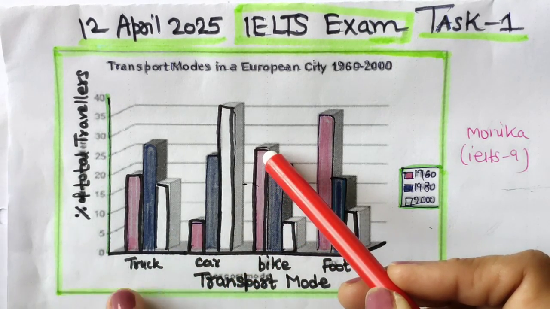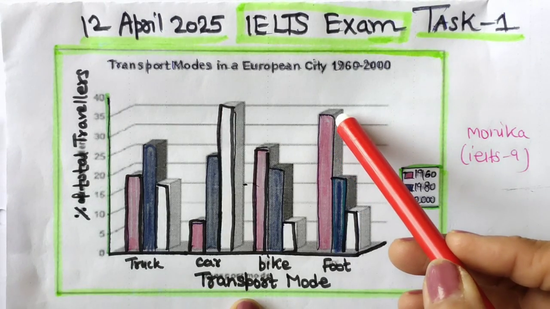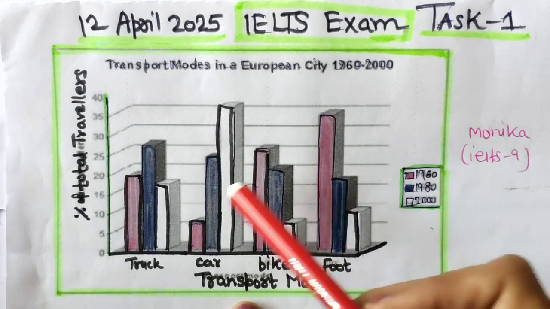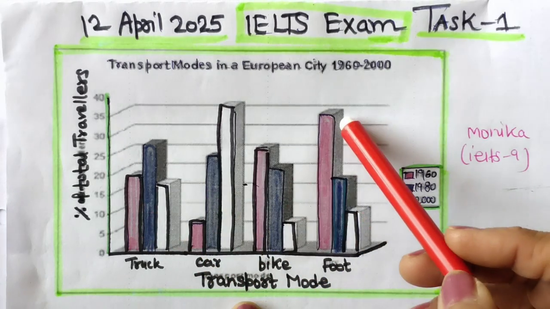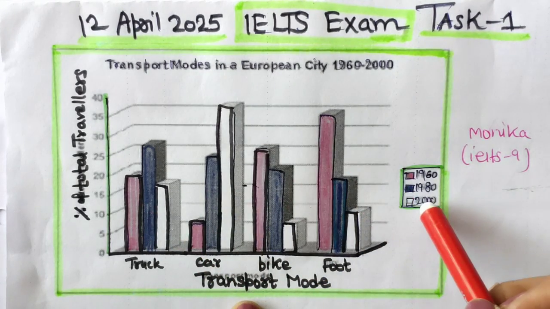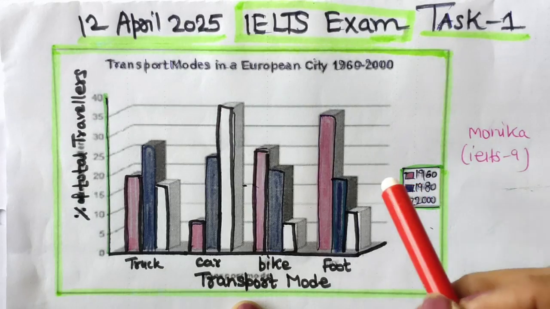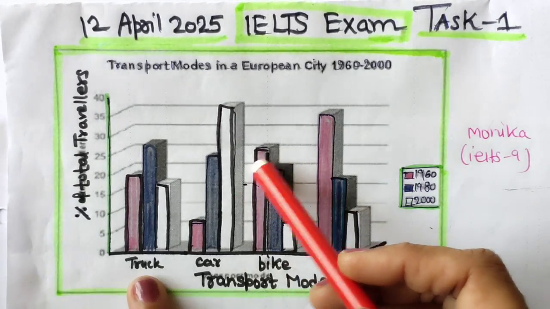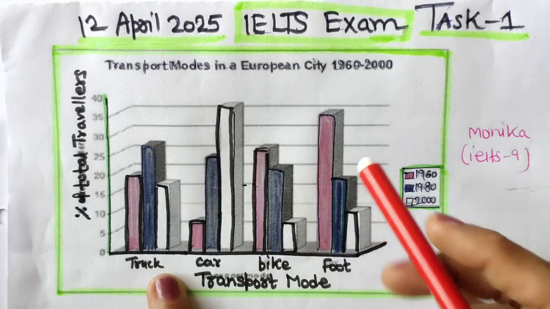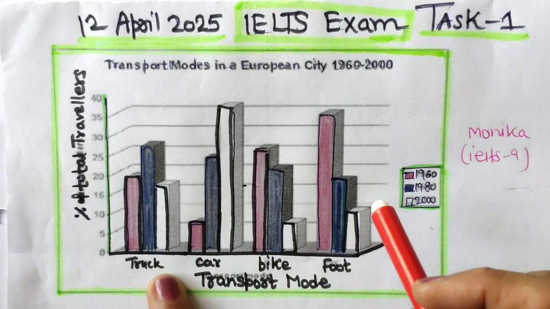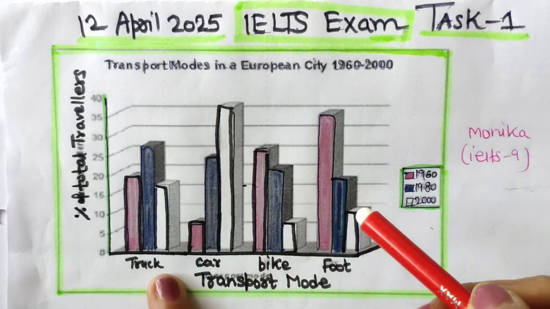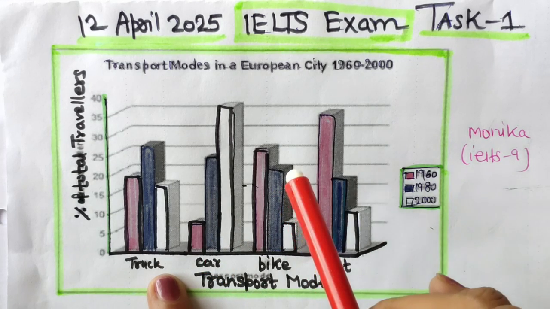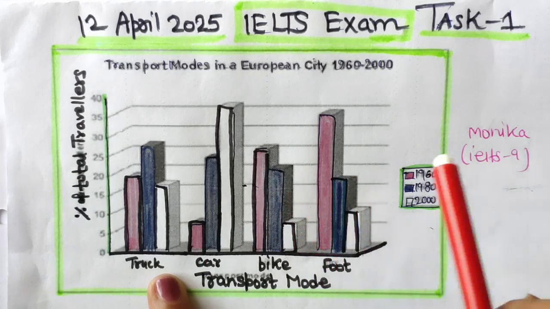Bikes were used more. Walkers were also there, means people were going from here and there on foot also in the 1960s. In 1960, the highest percentage is foot and then bike and then truck and then car. And in 1980 I am analyzing the diagram, I am doing my planning. You have to read and analyze the diagram, it's important, then you can easily write the things.